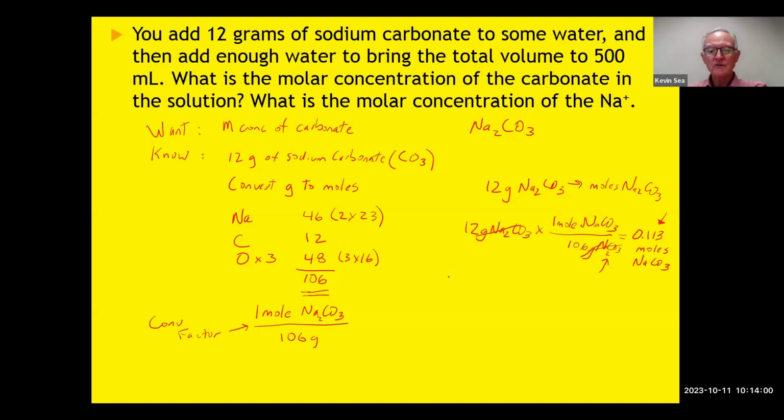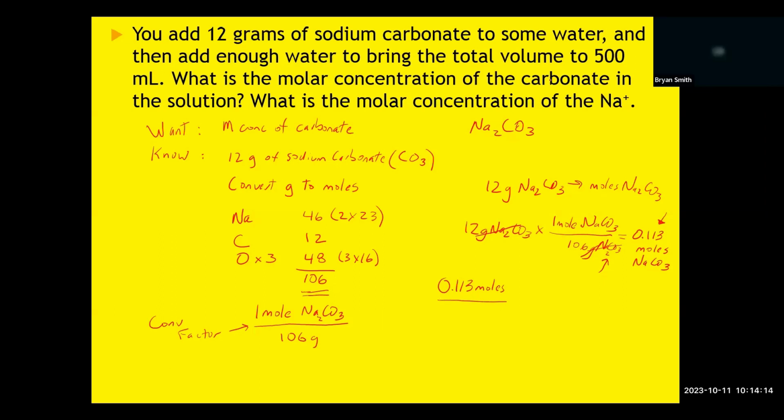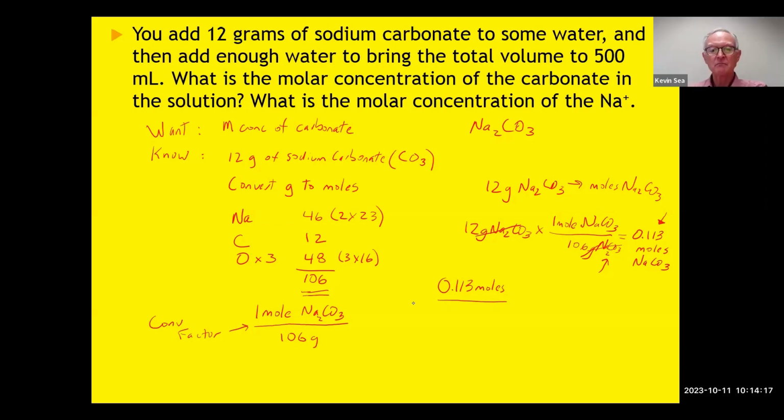All right. So now we've got 0.113 moles, and we're looking for a molar concentration, which is moles per liter. So we've got the moles. What's our volume? It's 500 milliliters, right? And to be complete, let's convert 500 mils here on the lower left times 1 liter per 1,000 milliliters. And if we do that, we get 0.5 liters.